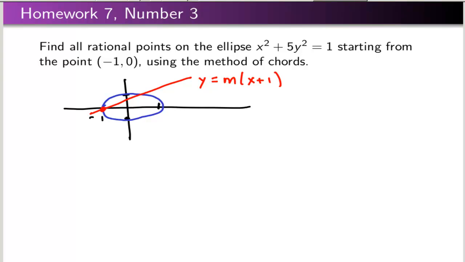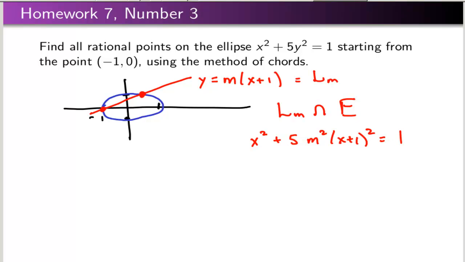And then we find the point of intersection. So call this line LM, and find LM intersect the ellipse. So we just plug this into the equation, x squared plus 5 times (m x plus 1) squared equals 1.